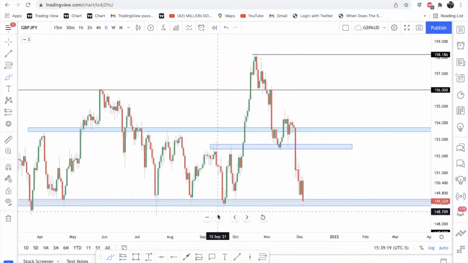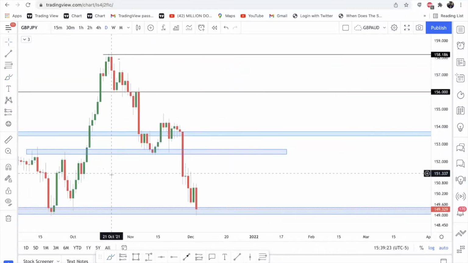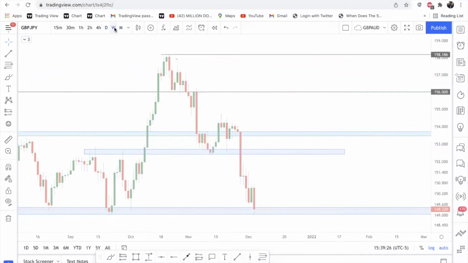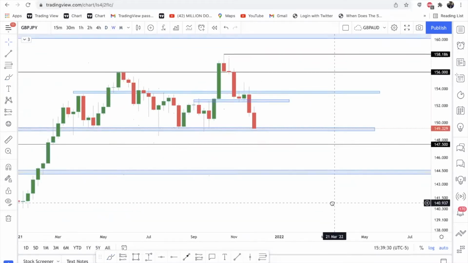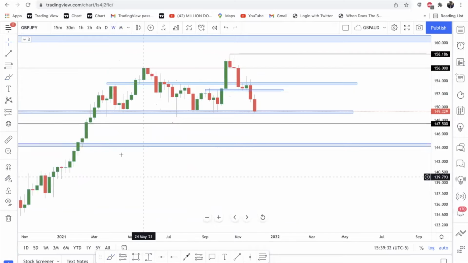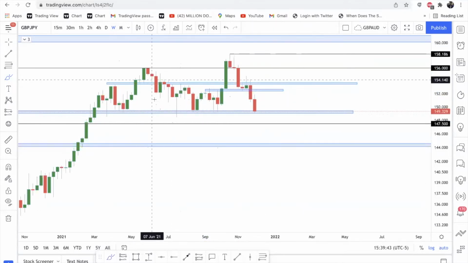GBPJPY. Looking at GJ, it has continued this move to the downside. It's been really bearish these past couple of weeks. JPY strength has been in as well. If we look at where price is at, it has pushed into this major demand level. Looking to the left, every time price is here, for the most part, usually you'll see a strong bounce, at least these last strong moves.